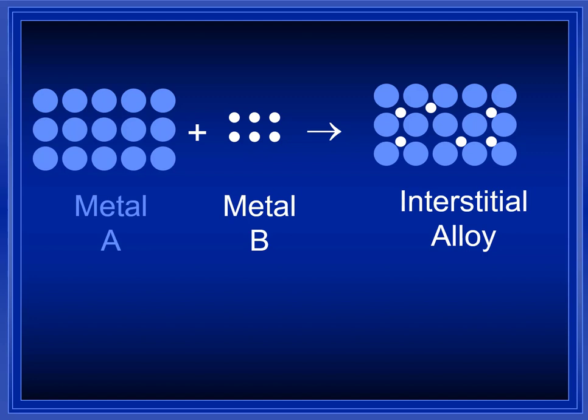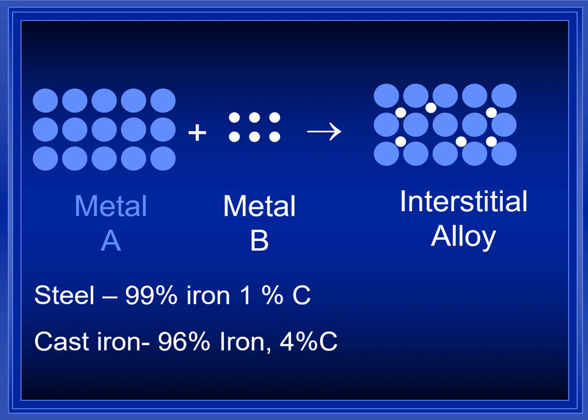The most common example of that is the difference between cast iron and steel. Okay, so cast iron, it's called cast iron because that's how you make it. You make a mold, and then you melt iron, and then you pour the melted iron into the mold and let it cool until it turns into a solid.